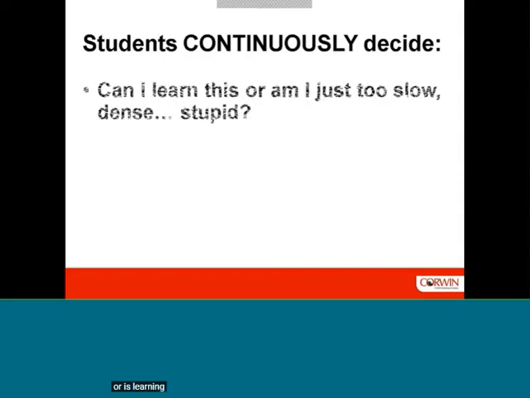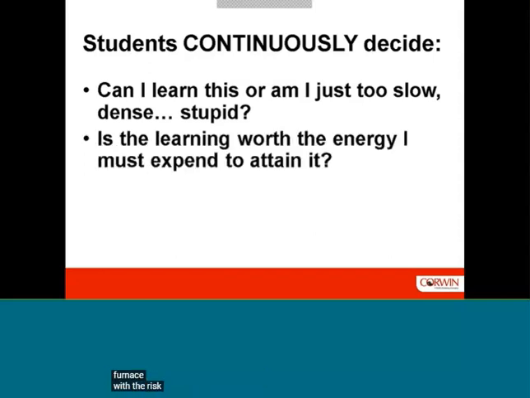Or, is learning this worth the energy that I must expend to gain it? Or what about the really struggling learner who's asking, is trying to learn this worth the risk that I might fail again in public? Because that just hurts too much. Better not to try, and they drop out. You see my point? How can we help our students make the right decisions in this context?